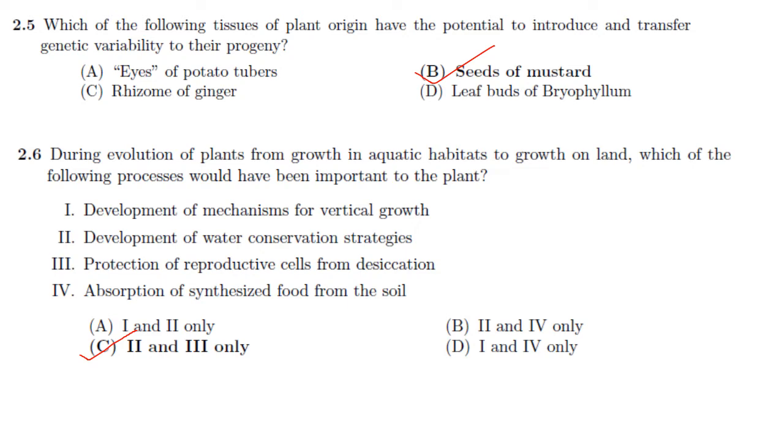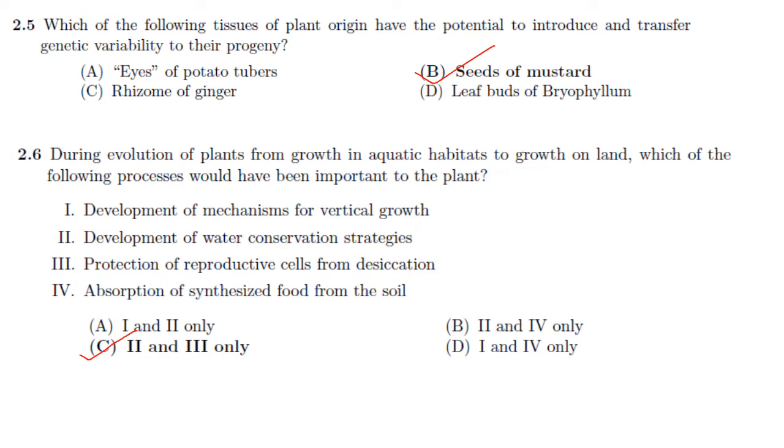Next one. During evolution of plants from growth in aquatic habitats to growth on land, which of the following processes would have been important to the plant? Development of mechanisms for vertical growth? No, need not be. Even in water they have developmental mechanisms for vertical growth. Then development of water conservation strategies. Yes, they have to, because they are coming from an aquatic habitat to land. So they should develop water conservation strategies.